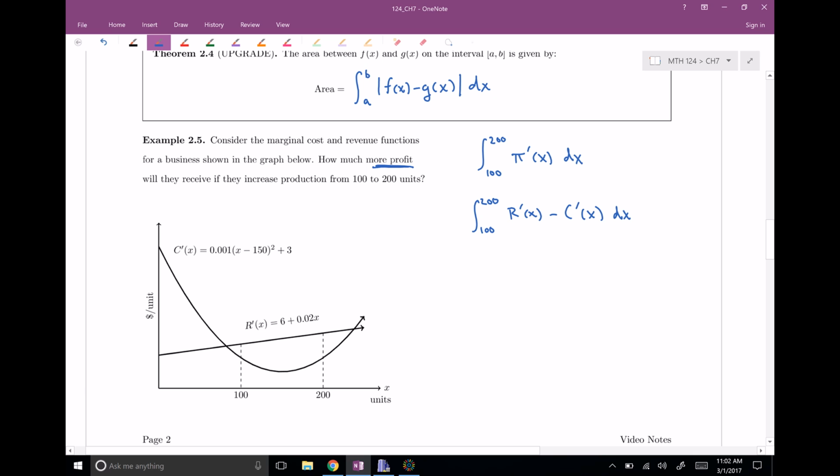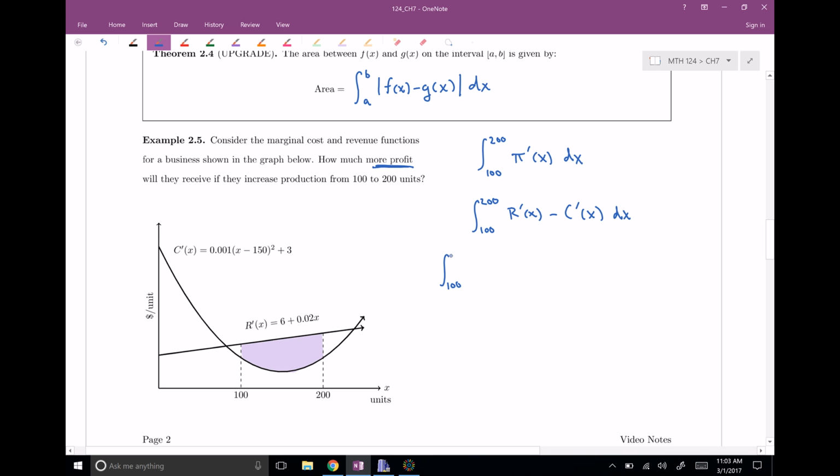And so this right here is actually the exact setup for area between R prime of x and C prime of x, right? So in fact, what we're actually figuring out is the area between these two curves, revenue and cost, on the interval from 100 to 200, right? So this is some real world sentences and statements that say, really, we want to figure out area between curves. Okay, so now we can go ahead and set this up.